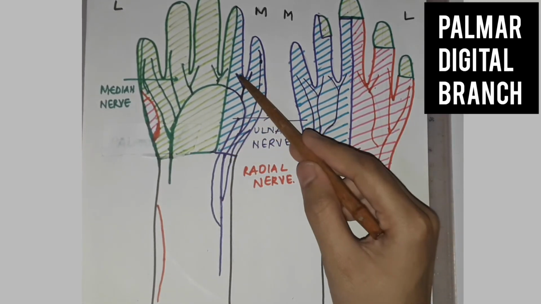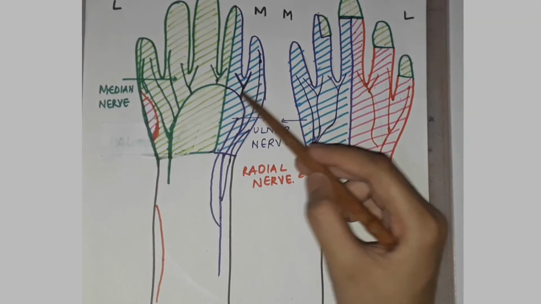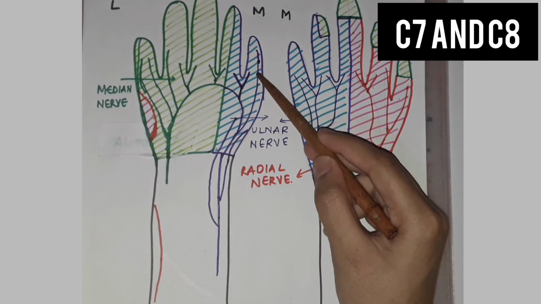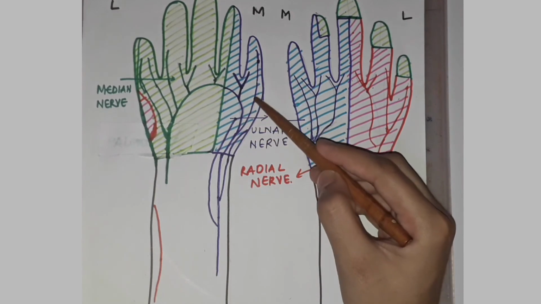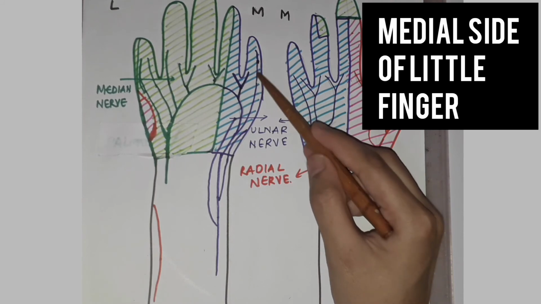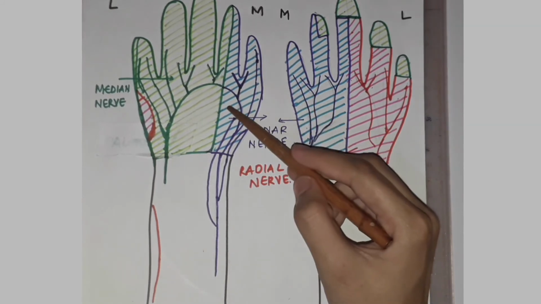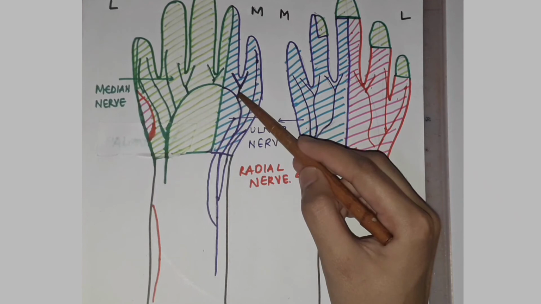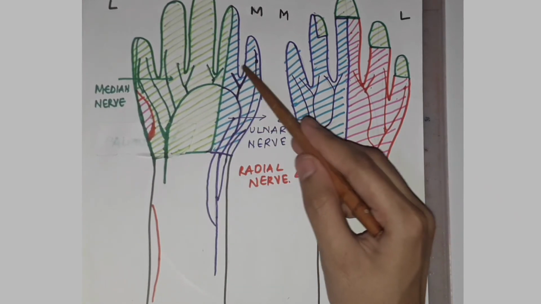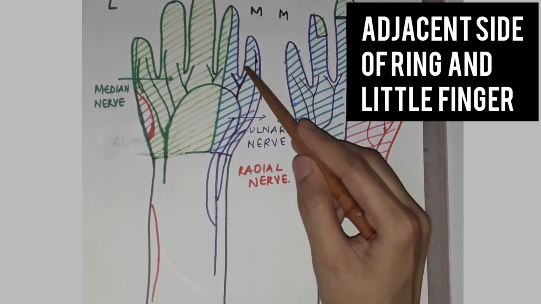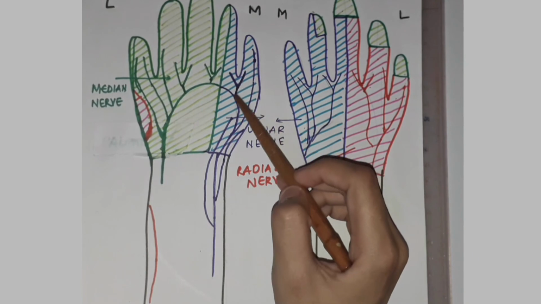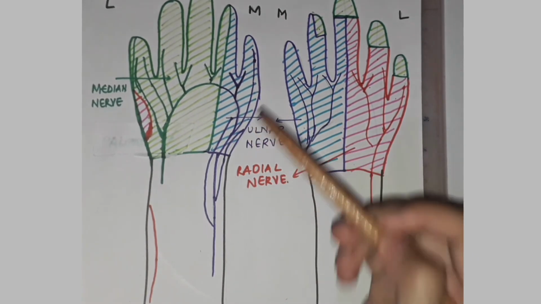The second branch is the palmar digital branch. It gives two palmar digital branches with a root value of C7 and C8. The medial branch is a proper palmar digital nerve for the medial side of the little finger, whereas the lateral branch is a common palmar branch which divides into two proper digital branches to supply the adjacent sides of the little finger and the ring finger. This is the palmar digital branch of the ulnar nerve.